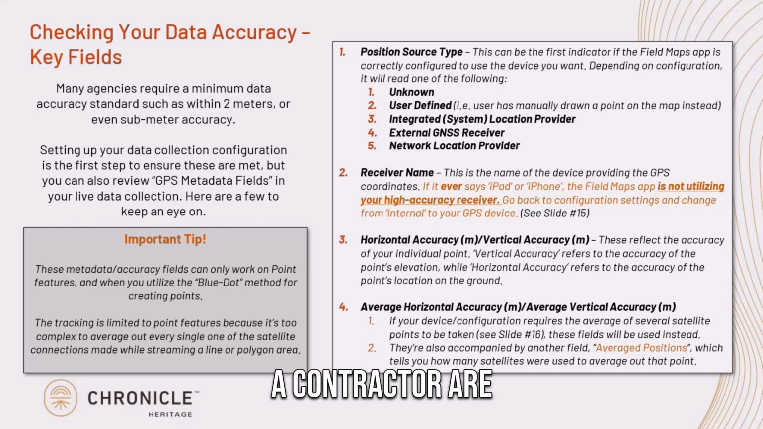User defined is another one. This is where you as a user have manually drawn a point on the map, rather than utilizing the blue dot option or use my location. User defined means you were looking at your map and held your finger down here instead of using use my location. In that case, it cannot pull any accuracy data because it's just relying on you. Integrated location provider means it is using the internal GPS of your device.